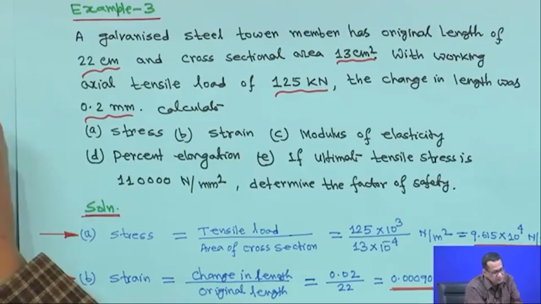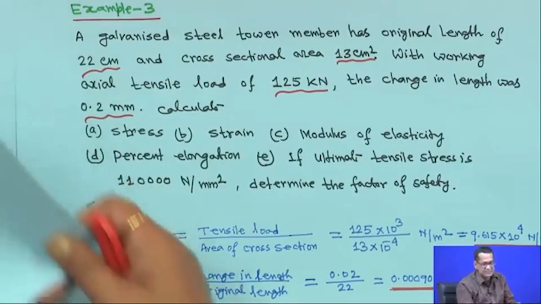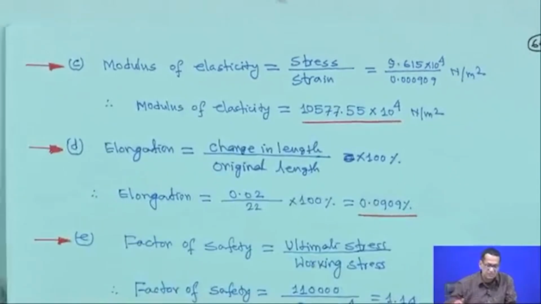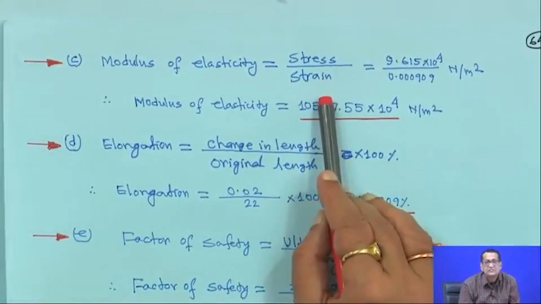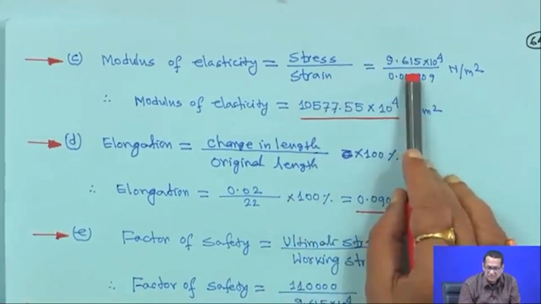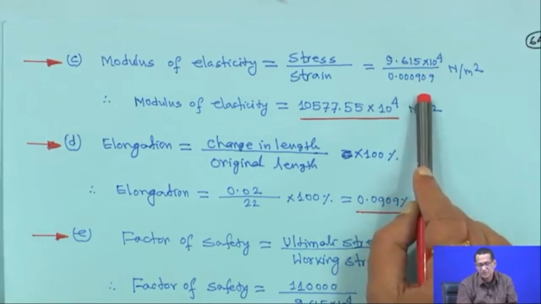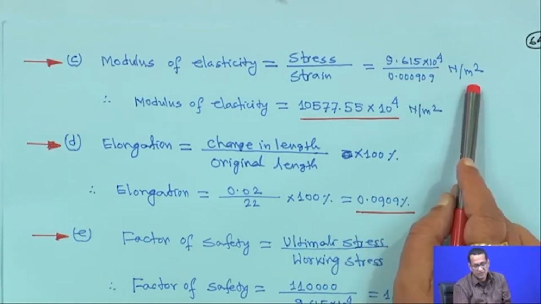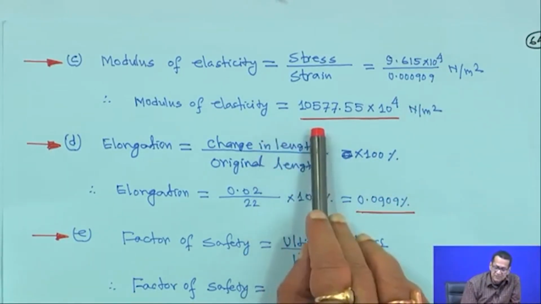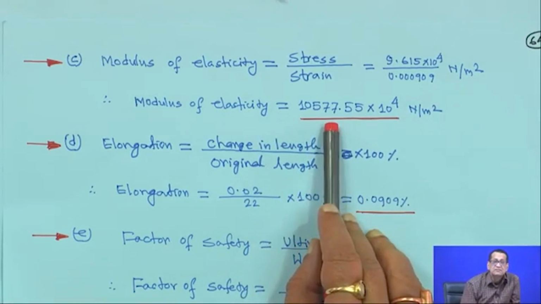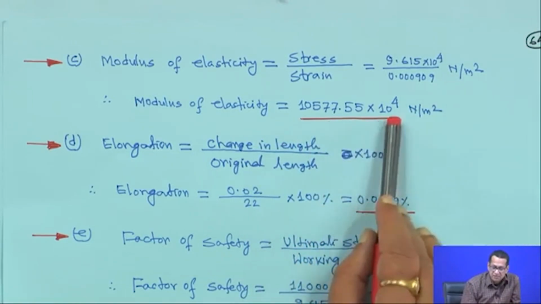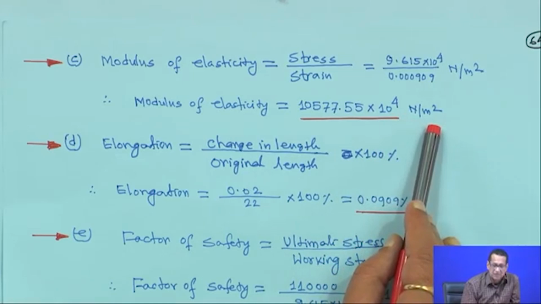Next, the third point asked is the modulus of elasticity, right. So, modulus of elasticity is equal to stress upon strain. The stress we got is 9.615 into 10 to the power 4, and the strain also we got 0.909, Newton per meter square. So, modulus of elasticity is coming 10,577.55 into 10 to the power 4 Newton per meter square.